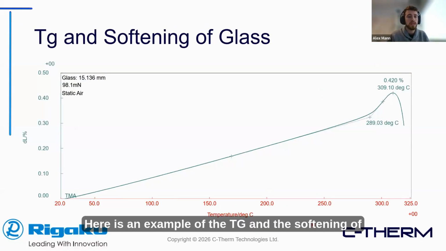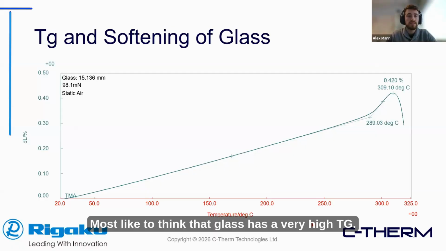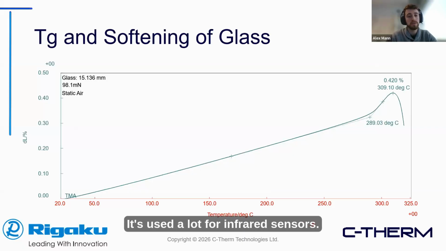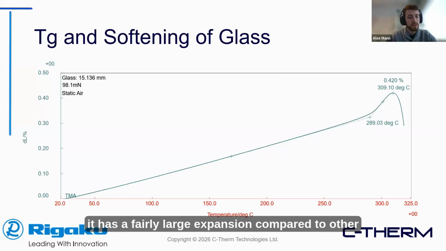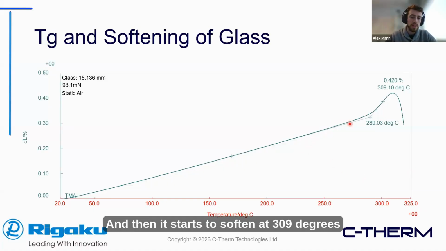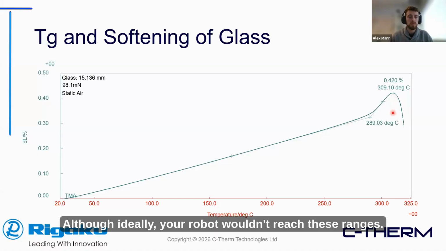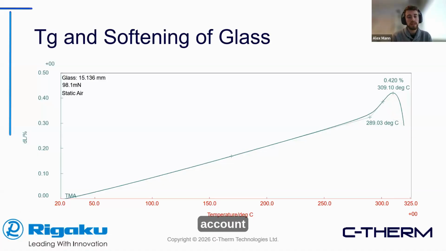Here is an example of the Tg and the softening of glass. Most like to think that glass has a very high Tg and softening point, crystallization. However, that's not always the case. Here we can see a chalcogenide glass. It's used a lot for infrared sensors. And as we can see here, it has a fairly large expansion compared to other glasses, and then a low Tg. And then it starts to soften at 309 degrees Celsius. Although ideally, your robot wouldn't reach these ranges, you still have to take into account the expansion.